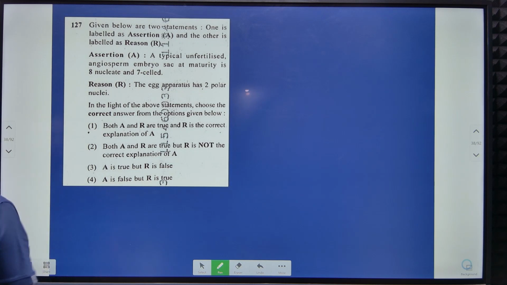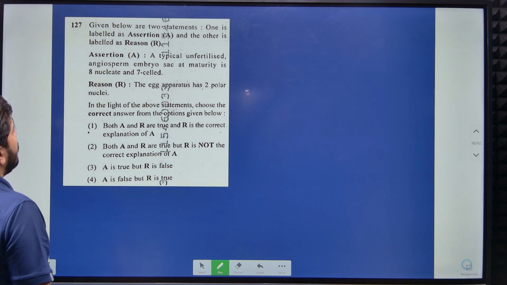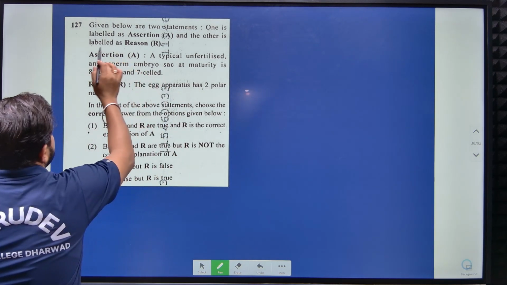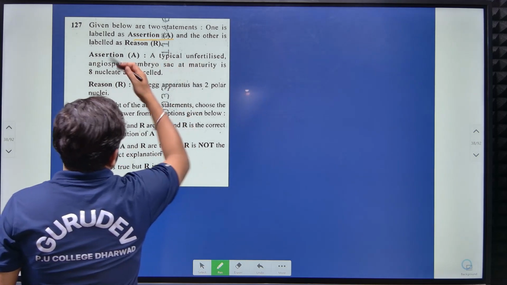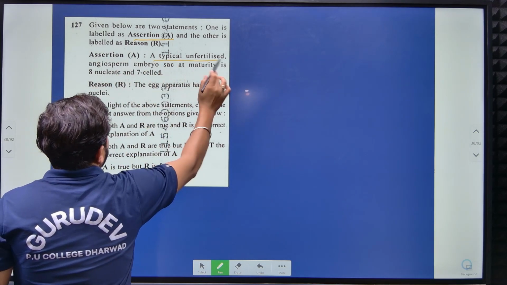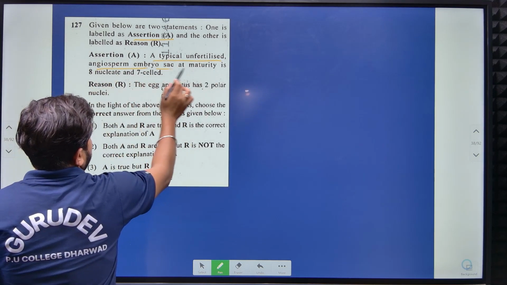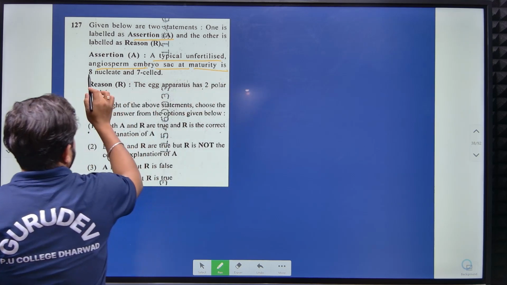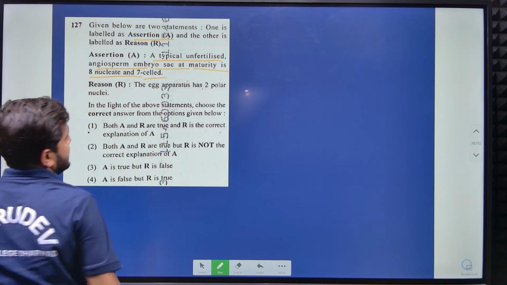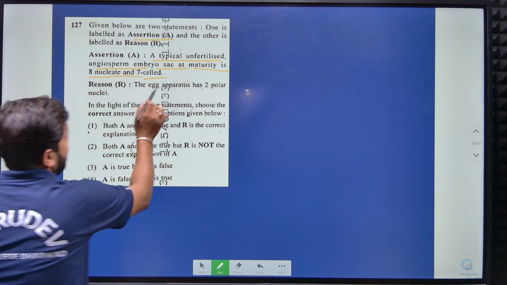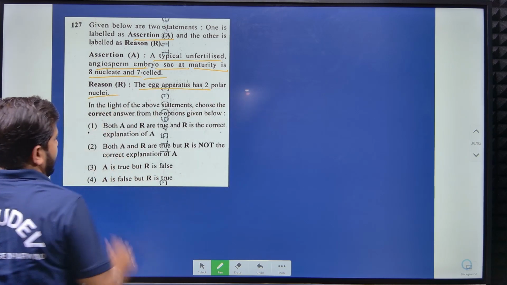Then moving on to the next. Given below are two statements, one labeled as assertion and one as reason. A typical unfertilized angiosperm embryo sac at maturity is 8 nucleate and 7 celled, right? Then the egg apparatus has 2 polar nuclei, right?